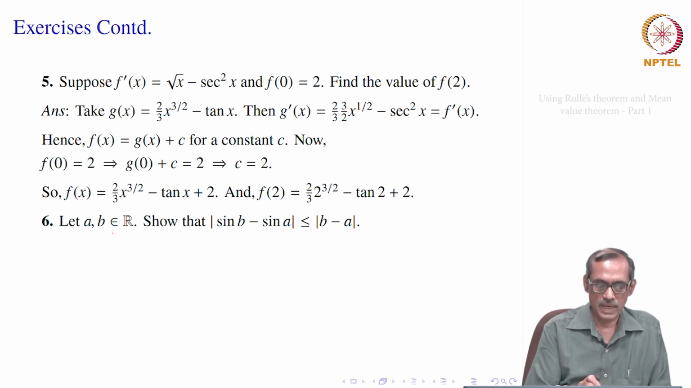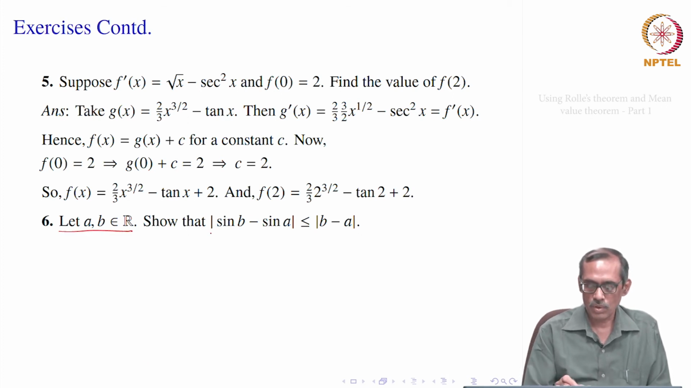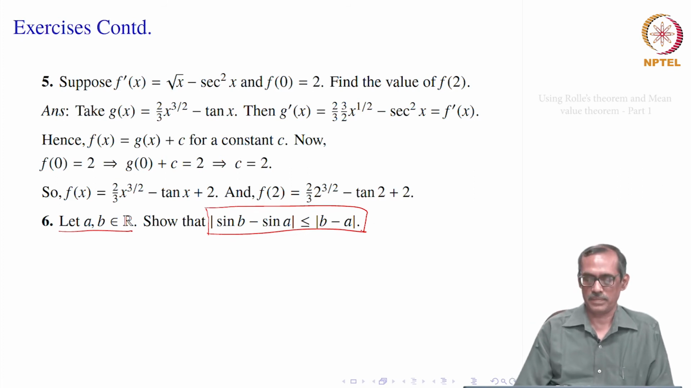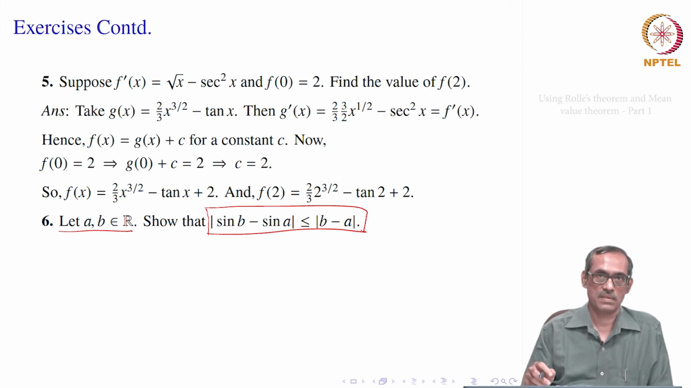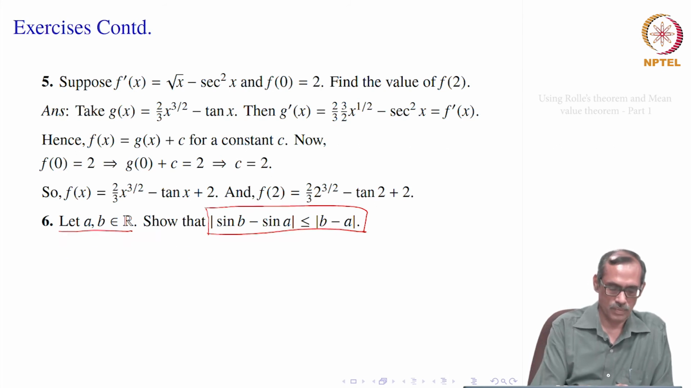Suppose a and b are two real numbers. We want to show that the absolute value of sin b minus sin a is less than or equal to the absolute value of b minus a. So, it is not just that the absolute value of sin x is less than or equal to the absolute value of x, but b is coming from the argument of that function sin. So, this is what we want to show.